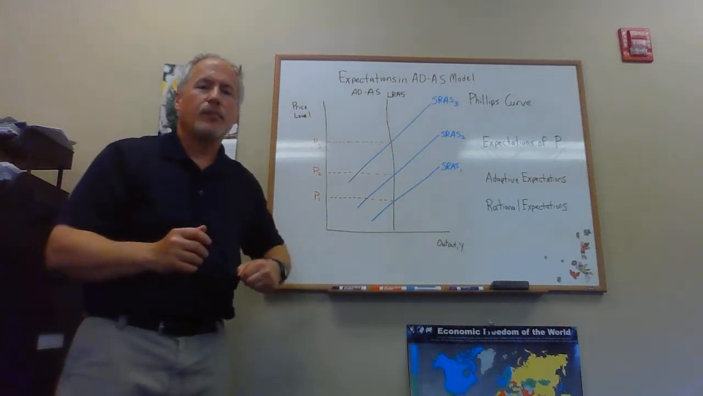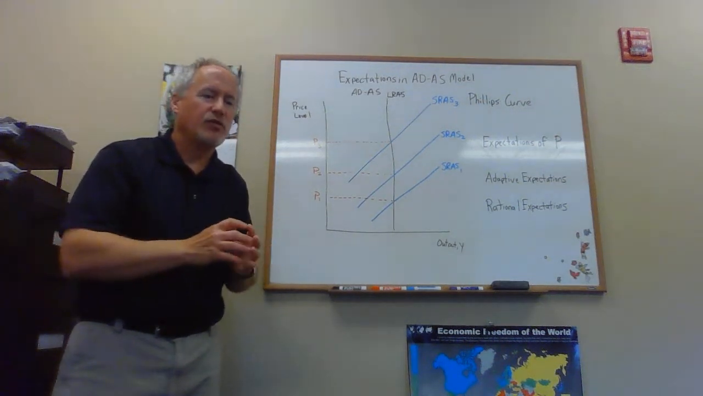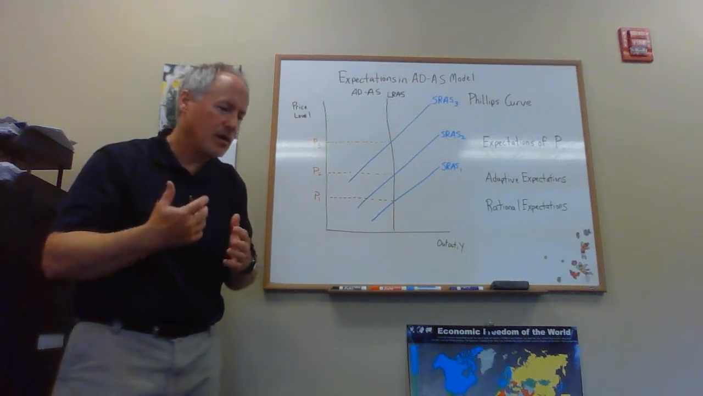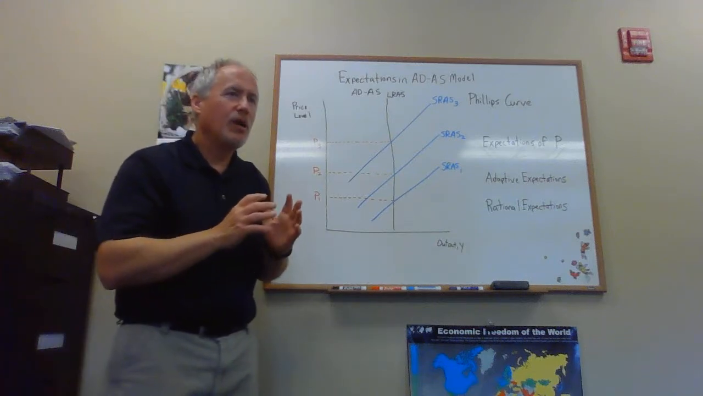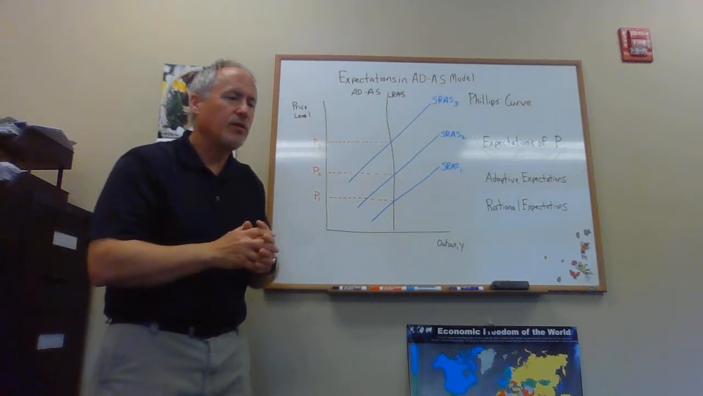This video is going to talk about the role of expectations in the aggregate demand, aggregate supply model. This is a topic covered in chapter 18. And I'm going to do it a little differently than they do in the textbook.